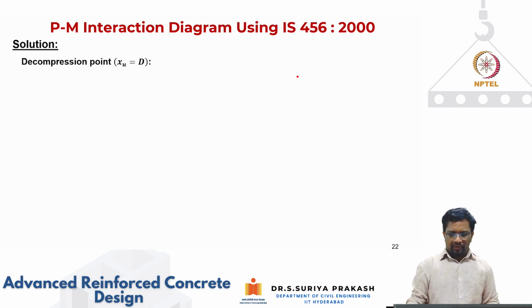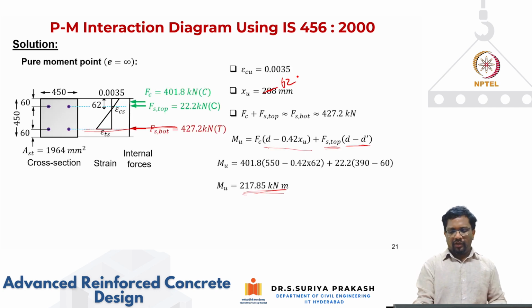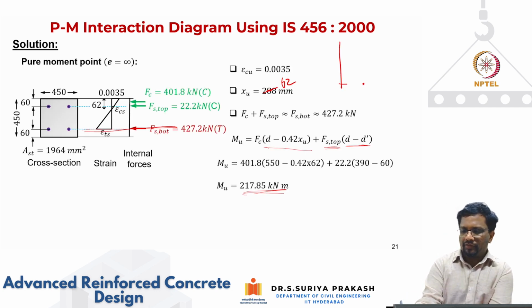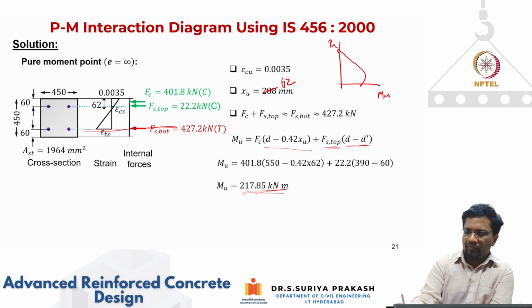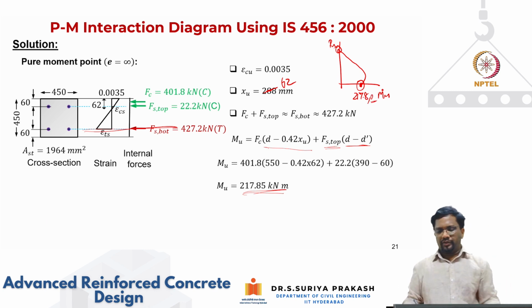So we got this point. What are the points? If you look at it, we got PU and this is MU. We were trying to establish this. First we did this, now we got this. So this is a 217.8 and P is equal to 0. Okay, so this is the value that we got.